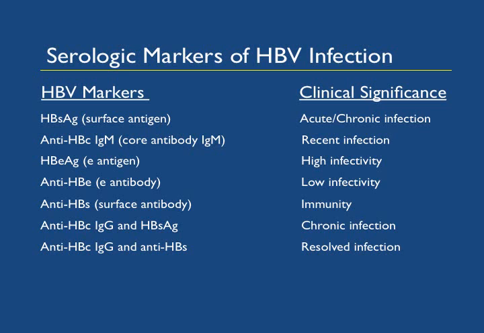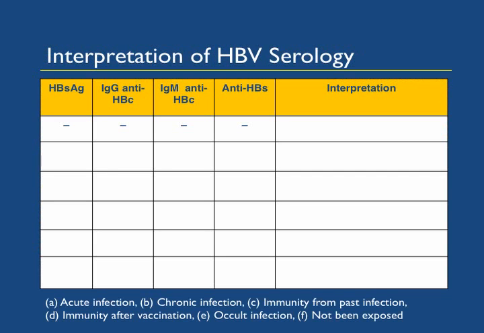In patients with chronic infection, they would be positive for surface antigen and the IgG core antibody. In people with resolved infection, they will be positive for surface antibody and the IgG core antibody. Now let's try to do some exercise. In the next few slides, we're going to have different scenarios, and we're going to pick from the answers at the bottom which condition explains that scenario.